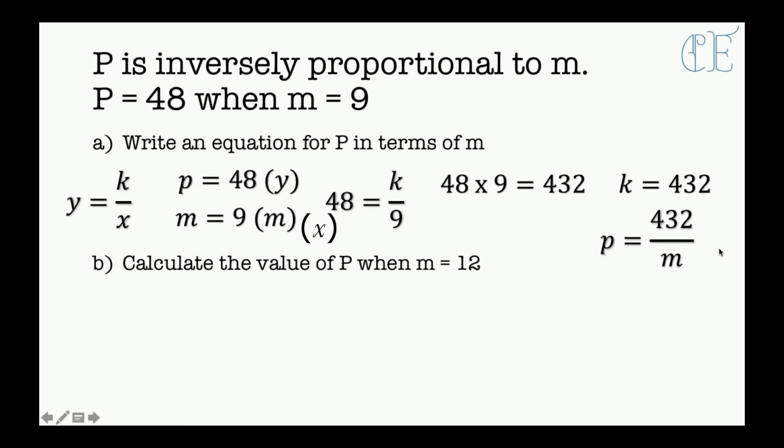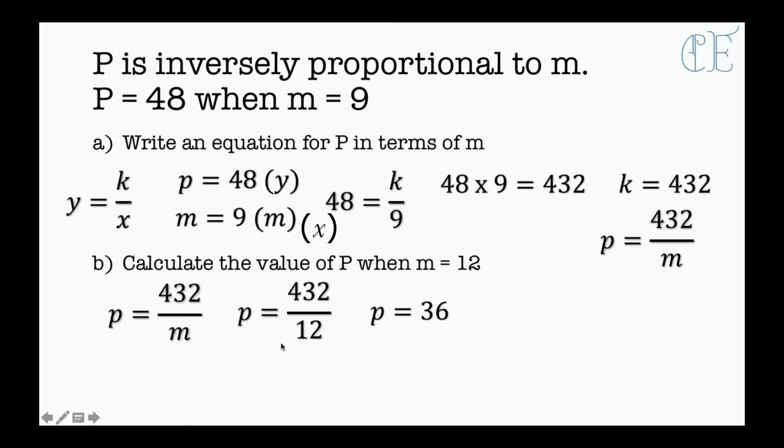And now that we've got this equation, we can use that to work out any value for any P or M that we're given. So here it's now asking us to calculate the value of P when M equals 12. Well, we need to use this equation here. So P equals 432 over M, and we know that M is 12. So P must equal 432 divided by 12. And 432 divided by 12 is 36. So P equals 36.